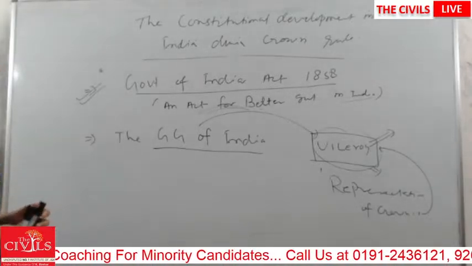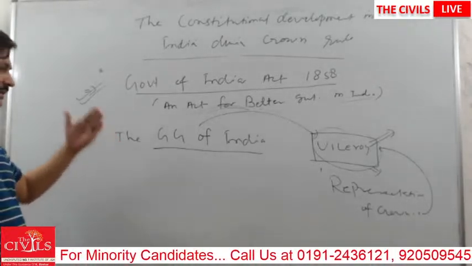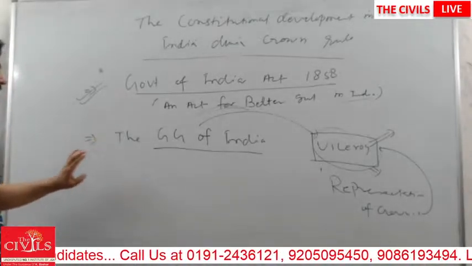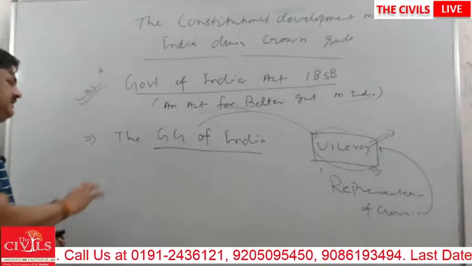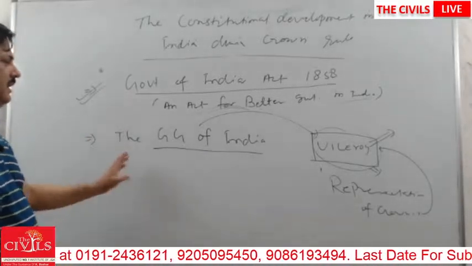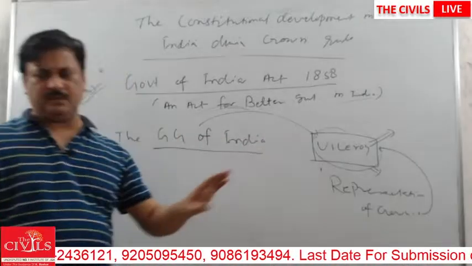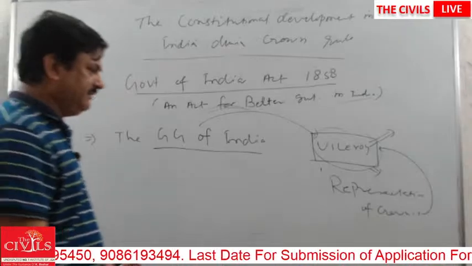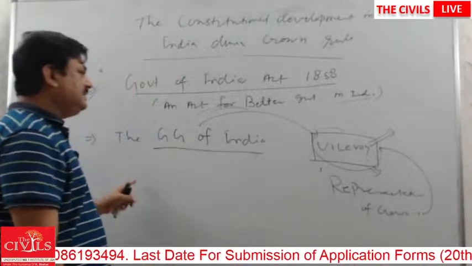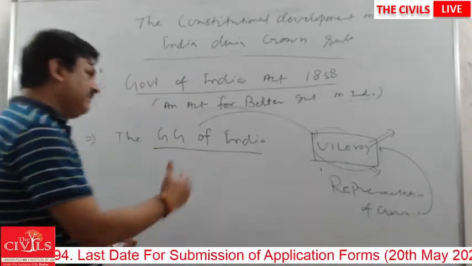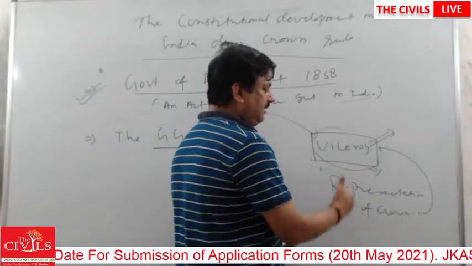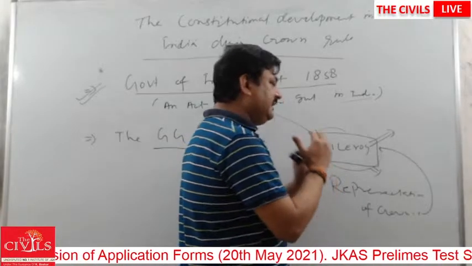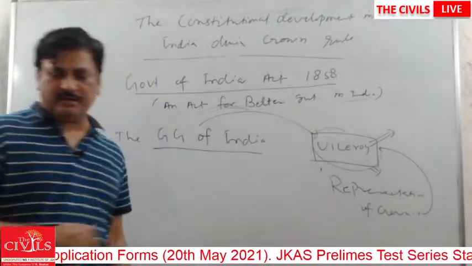The Governor General of India was now to be called the Viceroy or Crown Representative. Okay, and as a Viceroy, both the power and position of Viceroy increased tremendously.